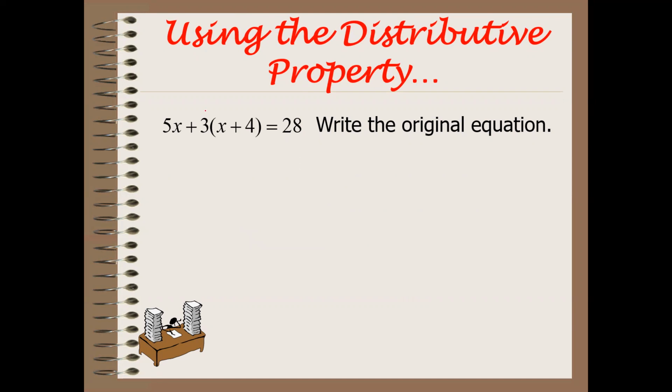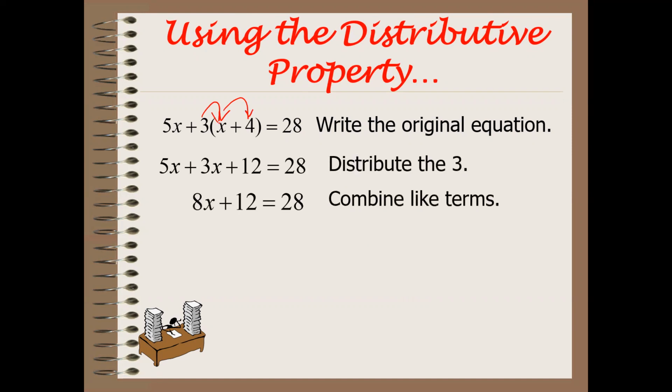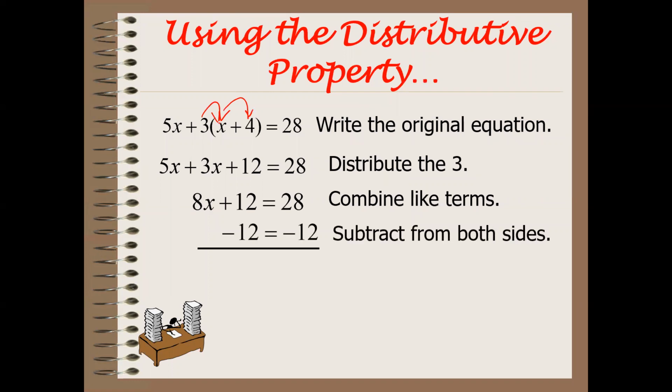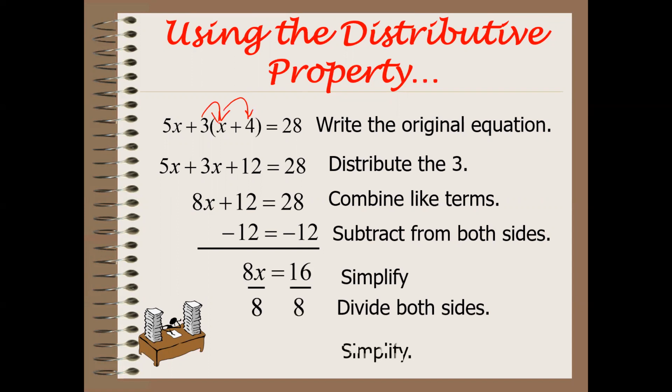Next one, you want to go ahead and distribute the 3 to everything inside the parenthesis. Combine your like terms and subtract the 12 on both sides. And then divide it by the 8. And your answer is 2.